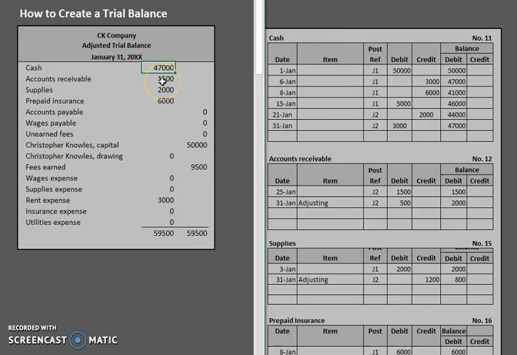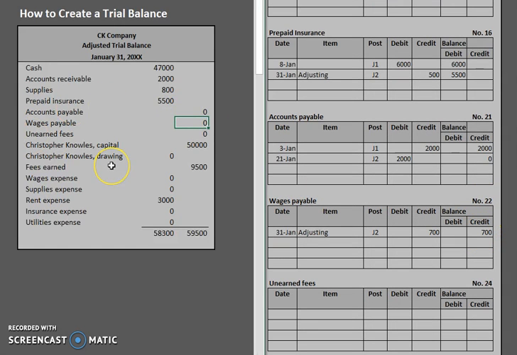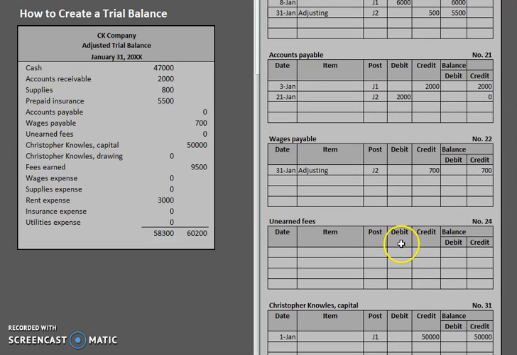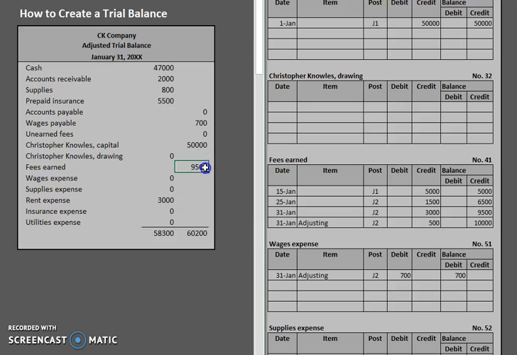Is cash still 47,000? Yep. Accounts receivable, is that still 1,500? No, that one was updated to 2,000. So let's update that balance. Our supplies is still 2,000? No, it is now 800. So that one will also be updated. Okay, how about for prepaid insurance here? Prepaid insurance is now only 5,500. So that one was updated as well. Okay, how about for accounts payable? Well, now that still has a balance of zero, so that didn't change. Wages payable, that one got updated. Now we have 700 in wages payable. Unearned fees still has a balance of zero. Capital still has a $50,000 balance. Drawing still has no balance. Fees earned, that one got updated. Now it is 10,000 ending balance.